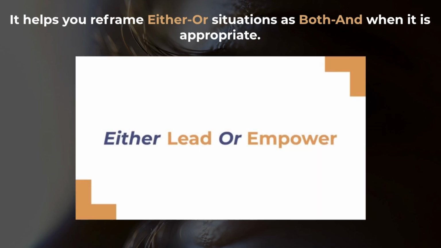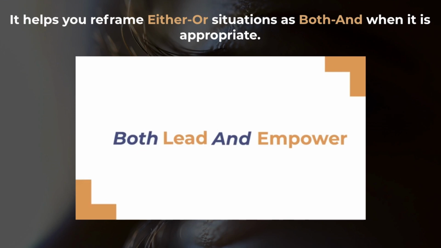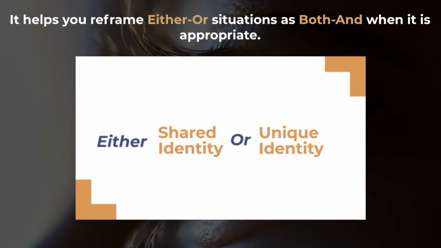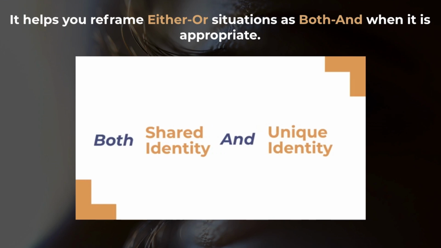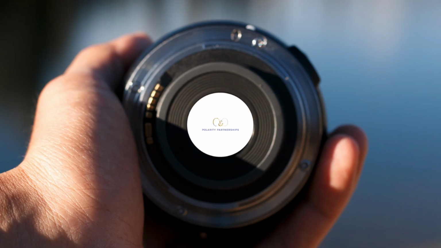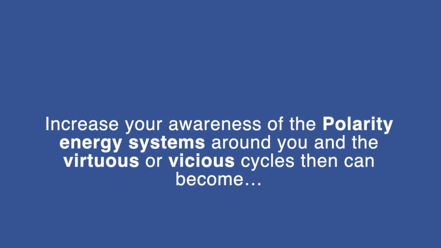For example, either lead or empower becomes both lead and empower. Either shared identity or unique identity becomes both shared identity and unique identity. When you look at issues through a polarity lens, it can help you increase your awareness of the polarity energy systems around you and the virtuous or vicious cycles they can become.